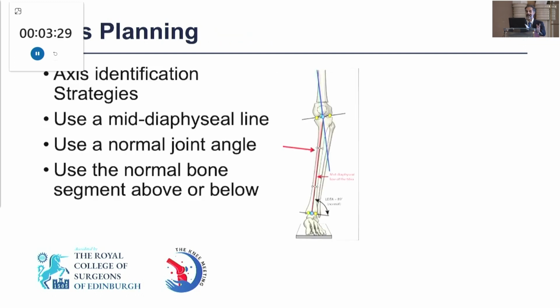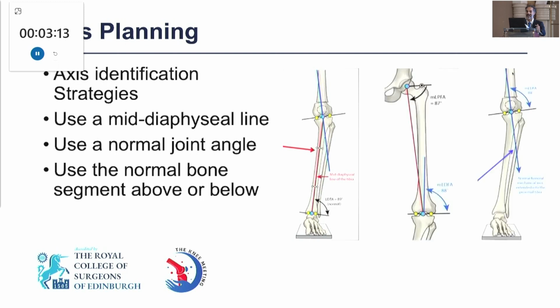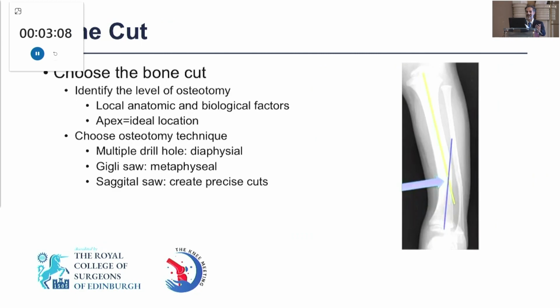Axis planning. So what you're looking for is lines. So one's going through the long bone, so mid-diaphyseal. You look for a joint angle, hopefully it's normal to start with, and then define the bone or the segment above or below. And that's where you end up needing to think about corrections. The bone cut, so you've identified the level of osteotomy, and apex is the ideal location as to where you're going to do it. And you can decide on the techniques, and I leave the learned community to decide how they'd like to proceed with cutting the bone.